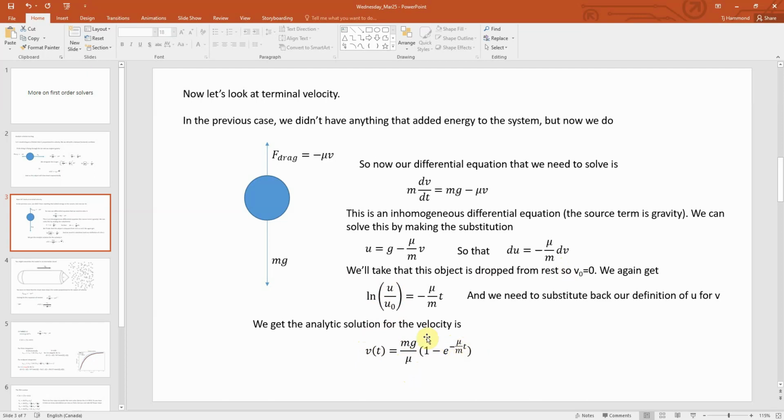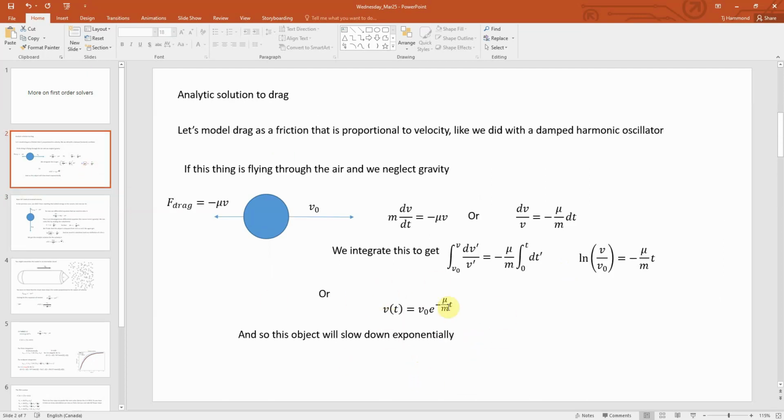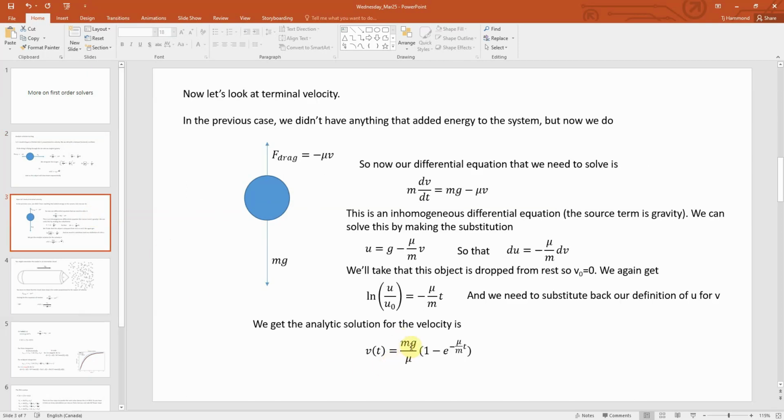So the difference between this solution to the inhomogeneous differential equation and the solution to the homogeneous differential equation is, of course, the fact that there's some source term here due to the gravity. So you still have this exponential decay, but instead of this exponentially decaying to 0 as you had in the previous case, this exponentially decays to 0, of course, but it's 1 minus that. So this will eventually reach 1.